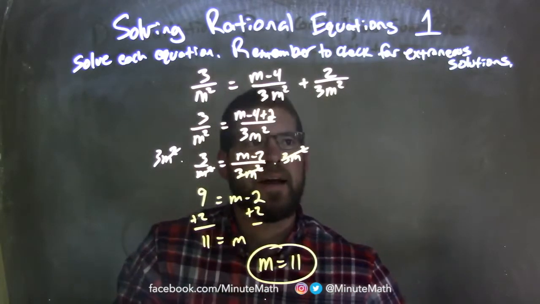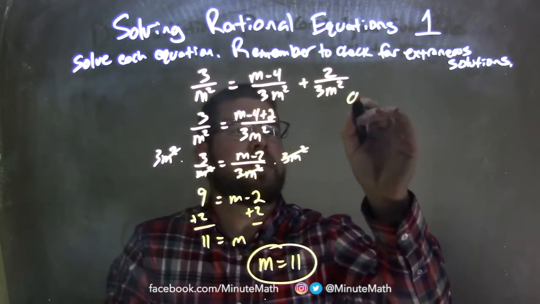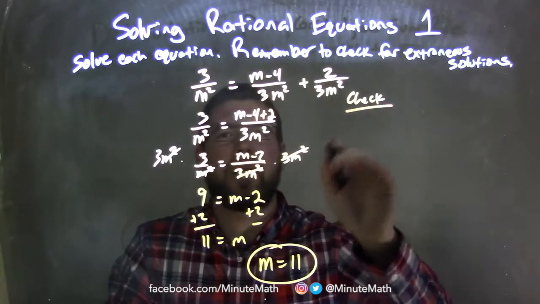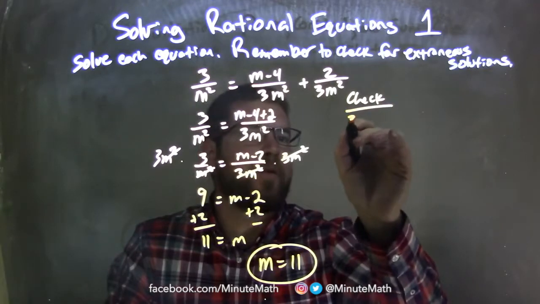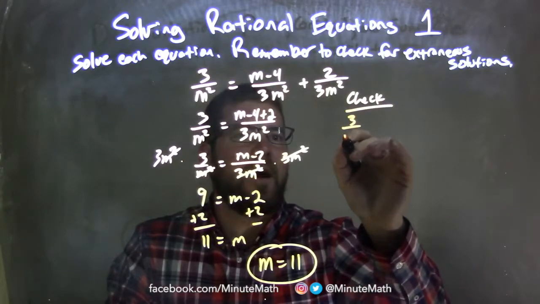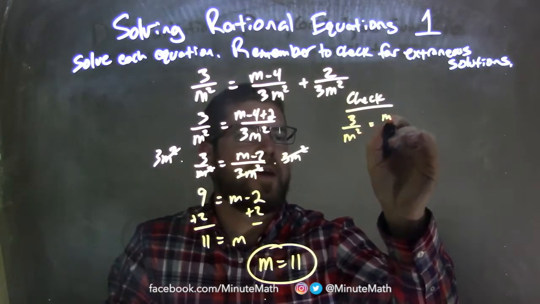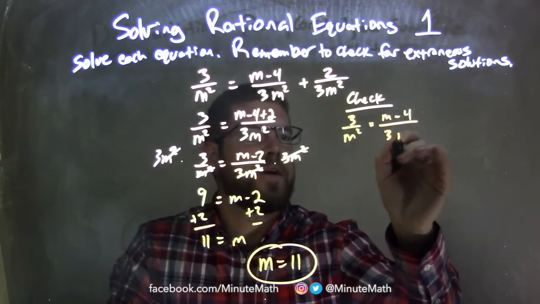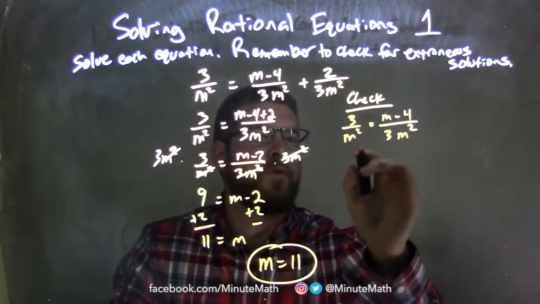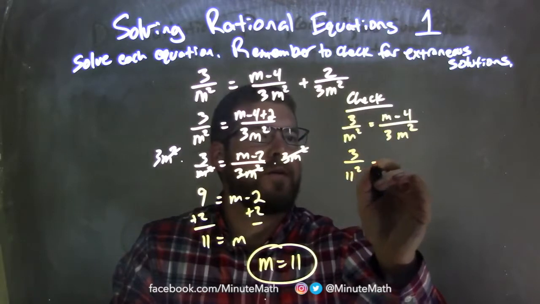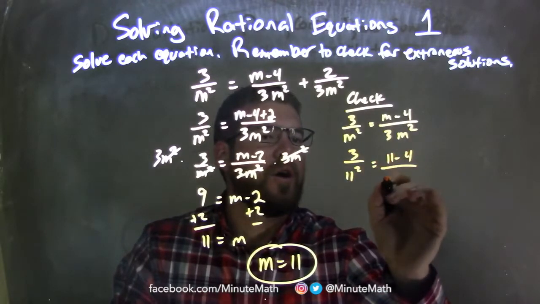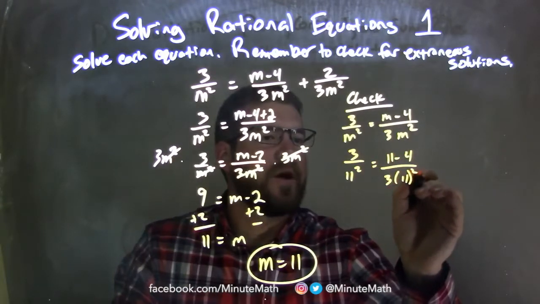But we need to check it now. Check for our extraneous solution. So here's my little check here. I'm going to plug, I'll rewrite the whole thing. 3 over m squared equals m minus 4 over 3m squared. Let's plug 11 in for m. 3 over 11 squared equals 11 minus 4 over 3 times 11 squared.